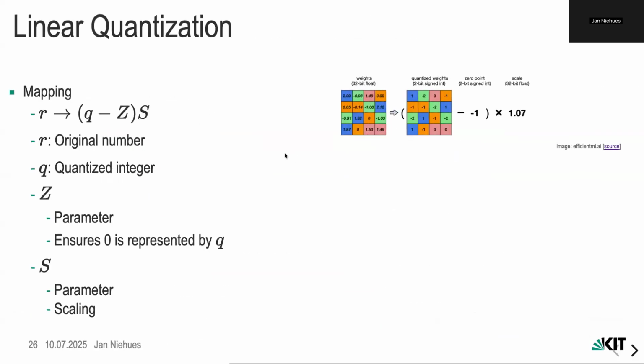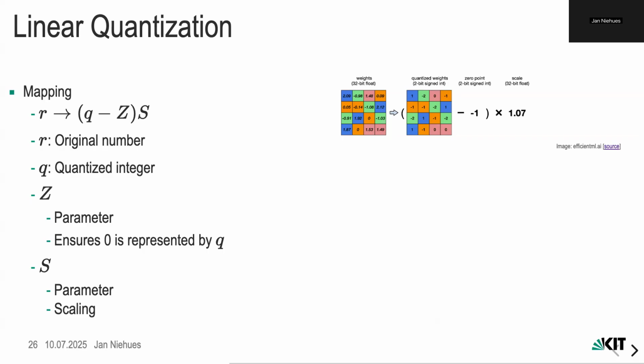So the linear quantization works in mapping R to the quantized value minus Z times S. So the important things you have to remember are the original number, the quantized integer, and then you have 2 parameters. Z controls whether you want to have your quantized values centered around 0 or shifted, and the scale is then how much you scale things.